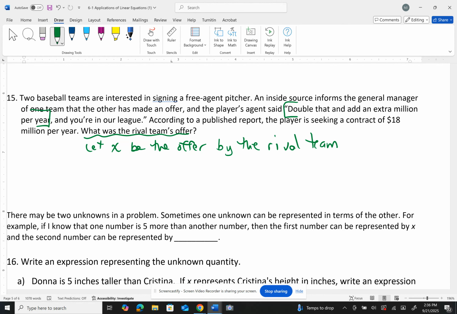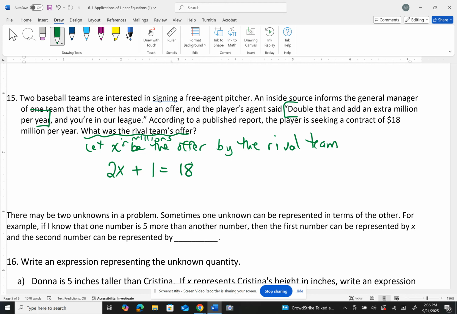So if we doubled that, that would be 2x, and added an extra $1 million. Instead of writing $1 million, I'm going to write 1. And just remember that's in millions. And that means the x will be in millions as well. Okay. Then 2x plus 1 represents doubling that offer and adding an extra $1 million. And we know that the player is trying to get 18 million per year.